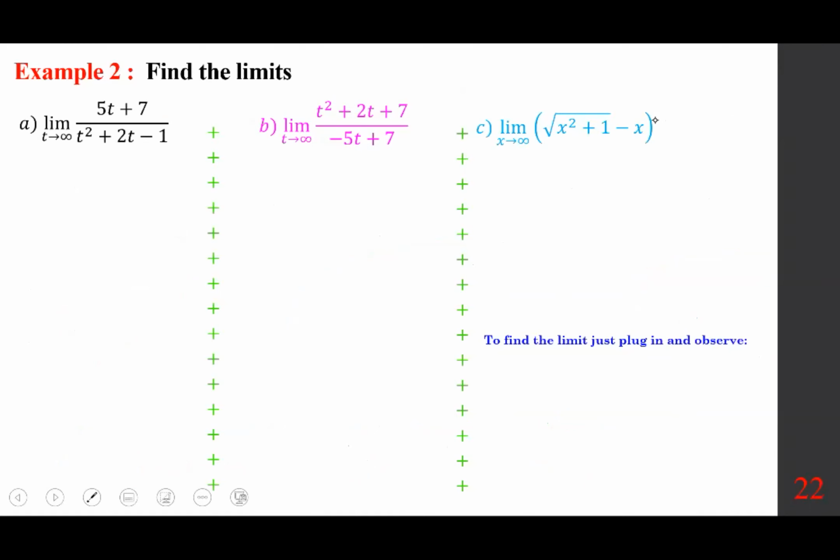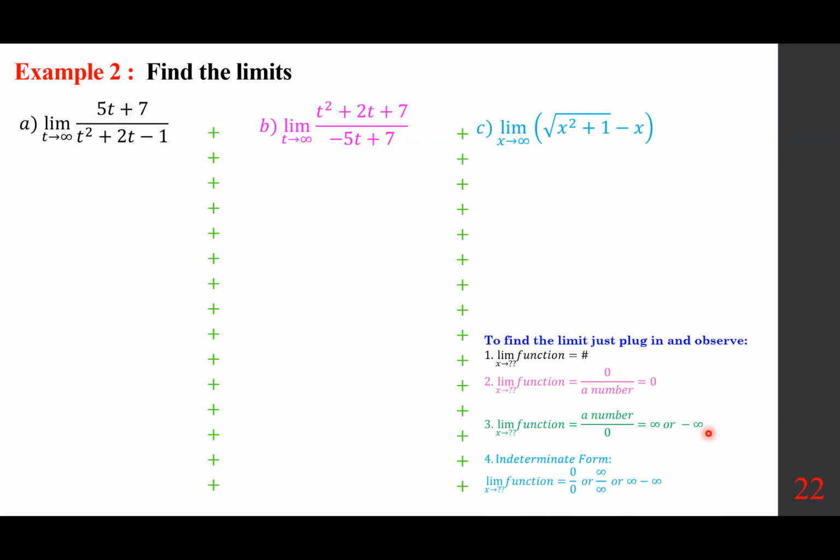We want to find the limits, and I'm going to remind you, we've already done that. To find the limit, just plug in and observe. If it gives you a number, you're done. If it gives you 0 over any number other than 0, it is 0. 0 over 1, 5.1, anything is 0, or 0 over -1 for that matter. A number over 0, you have to figure out if it's positive or negative infinity, and it can be an indeterminate form if it's 0 over 0, infinity over infinity, or infinity minus infinity.